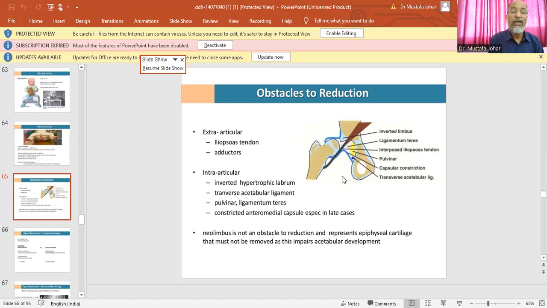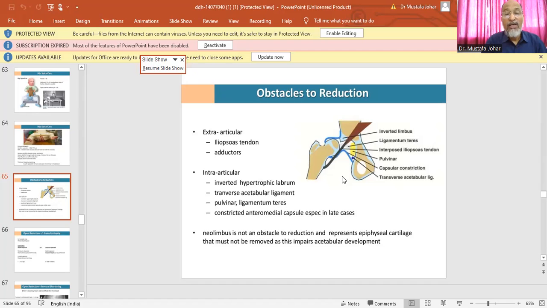pressure on the capsule, and because of this pressure the capsule goes into a dumbbell shape constriction at the vertex or at the apex of the head of the femur. So extra-articular obstructions are the iliopsoas tendon, the adductors. Then intra-articular obstructions are inverted limbus or the inverted hypertrophic labrum. Then you have a transverse acetabular ligament, which is thickened.